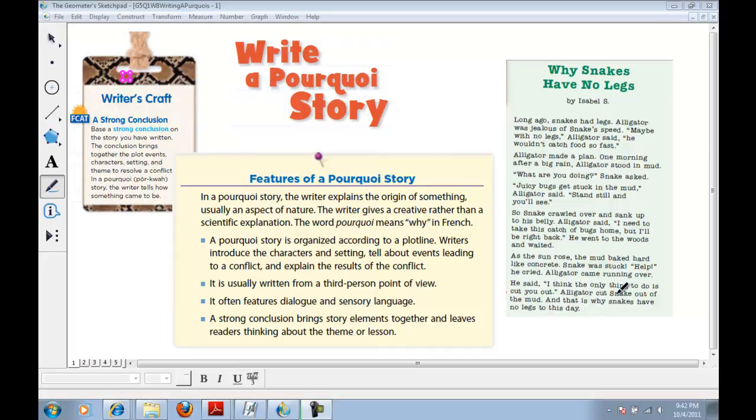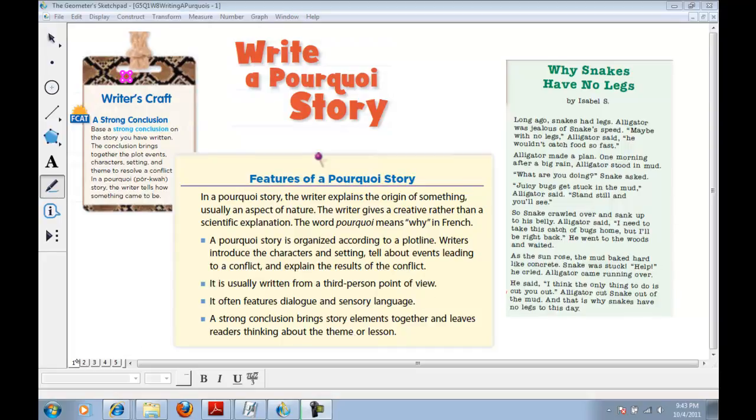Now you can see in this pourquoi story at the very beginning, they told us about the characters, Alligator and Snake, and the setting, as well as the events that led up to the conflict. And the conflict here is where Snake is stuck in the mud and can't get out. And then, of course, our strong conclusion shows how Alligator comes and cuts him out so that way he doesn't have legs anymore. So this is an example of a pourquoi story.